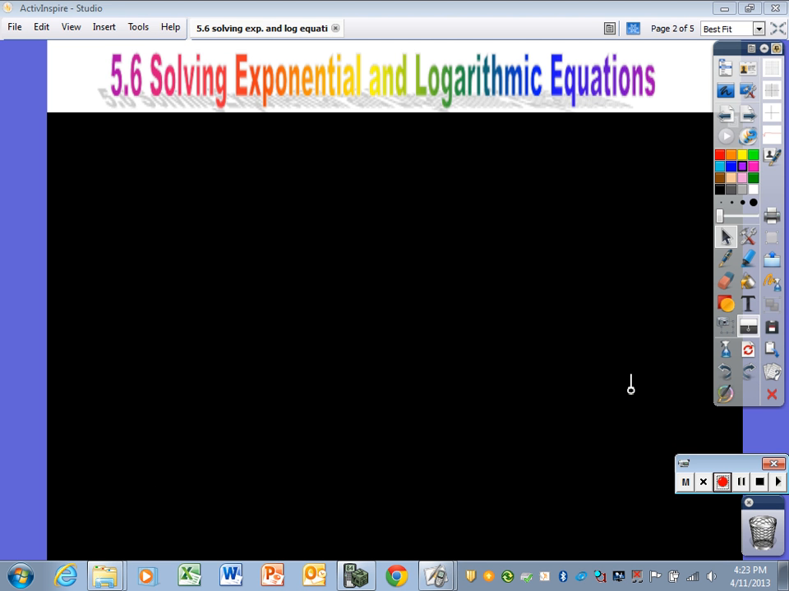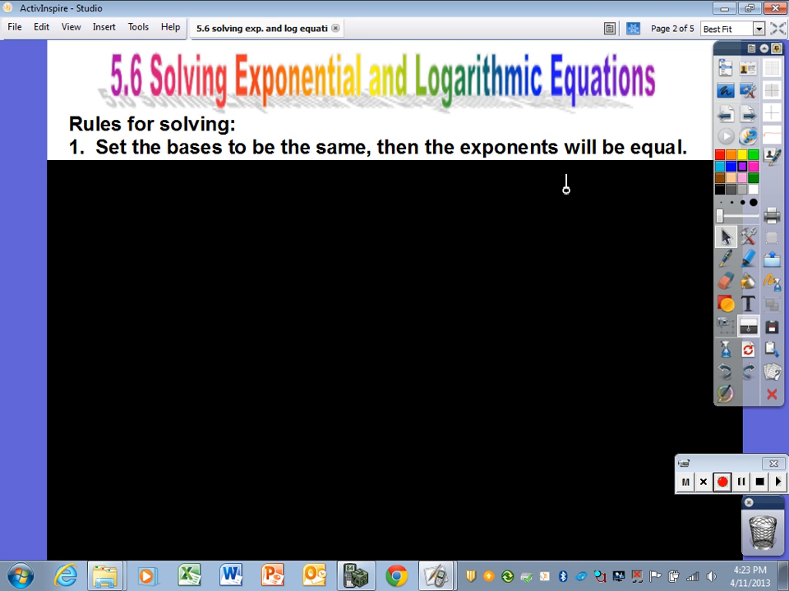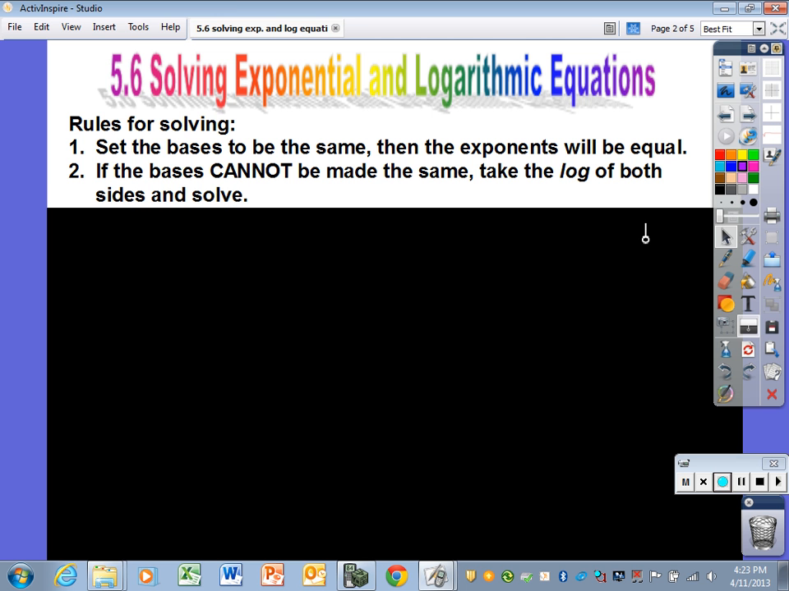Today we're going to be solving equations of exponential and logarithmic functions. So to do that, there are a few rules that we need to follow. If a function is written in exponential form, then make sure you have your bases the same so that your exponents can be equal. If you cannot get your bases to be the same, then you must log both sides and solve accordingly.